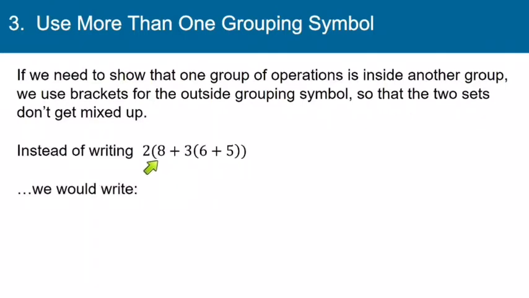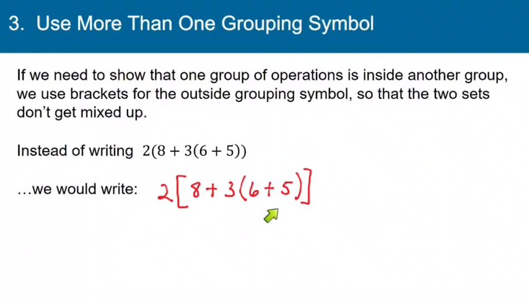So to rewrite this one with brackets, we would say 2 bracket 8 plus 3 times 6 plus 5, and then this last parentheses would be a square bracket. So you see how when we write it this way, it's easy to tell that these two parentheses belong together and these two brackets belong together, and you won't accidentally get the two mixed up because they're different shapes.